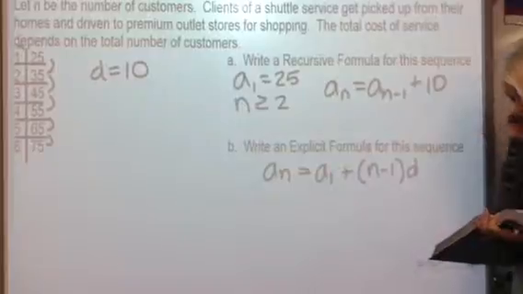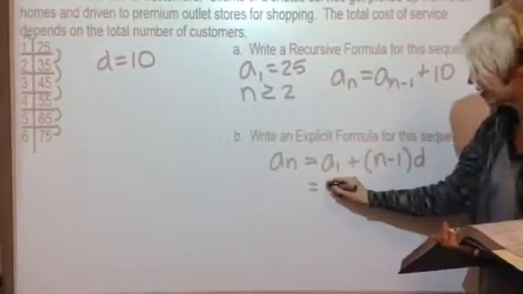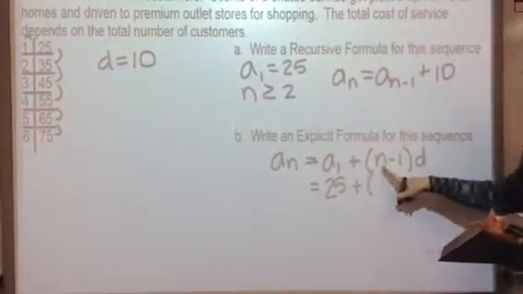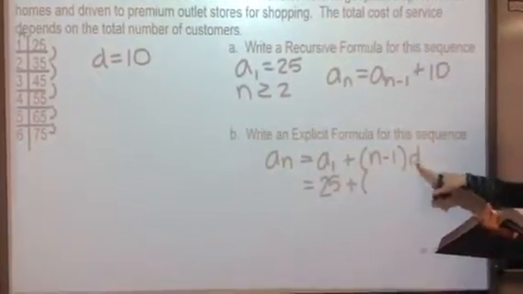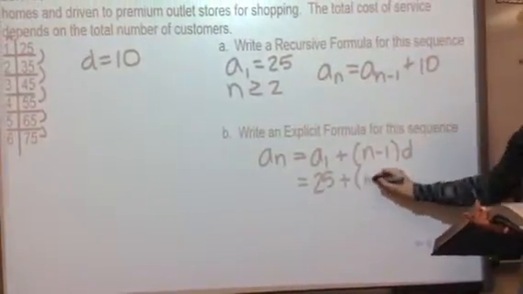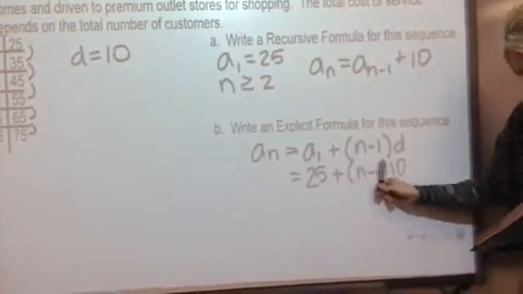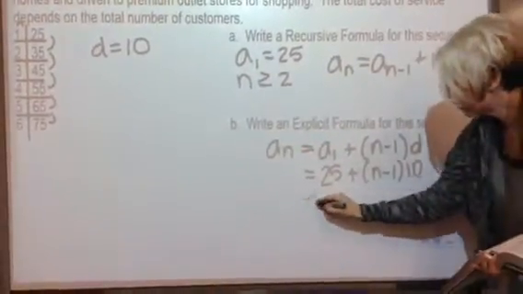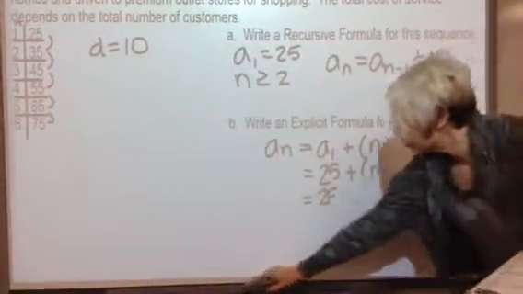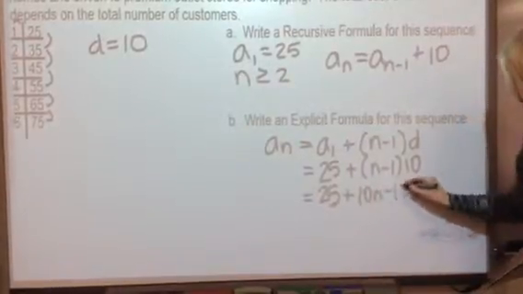So the values that we would plug in would be our a sub 1, which we know in this case is 25. We do know that our d value is 10. So I'll just rewrite this times 10. The first thing I'll do is distribute this. So I have 25 plus 10n minus 10.